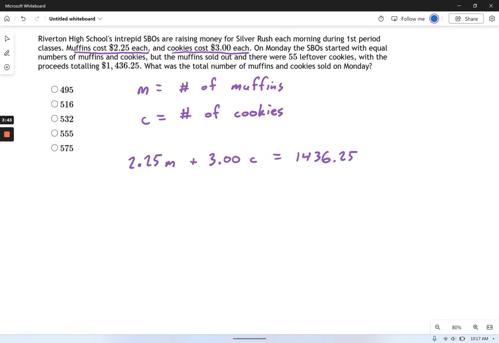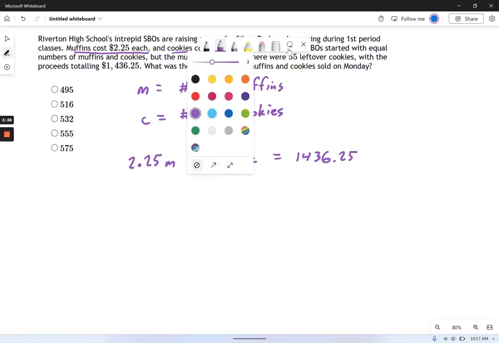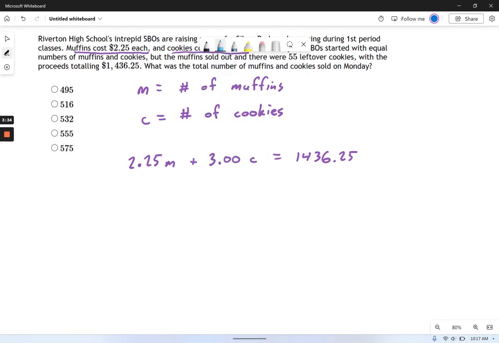The second equation has to do with how many of these things were sold. Now let's try to figure this out. I'm going to use different color ink for this one so we can focus on it. So the muffins sold out, and there were 55 leftover cookies. And they started out with equal numbers of muffins and cookies. Okay, this is kind of a complicated way of saying it, but it's basically saying at the beginning of the day we had equal numbers, and at the end of the day, after selling all these things, there were 55 leftover cookies. So which sold more?